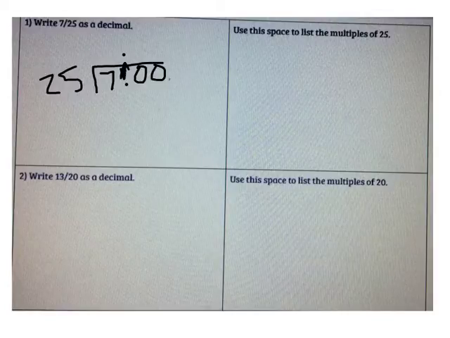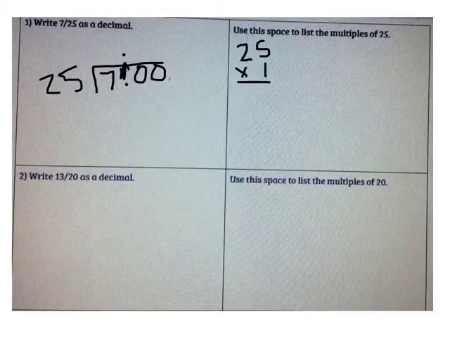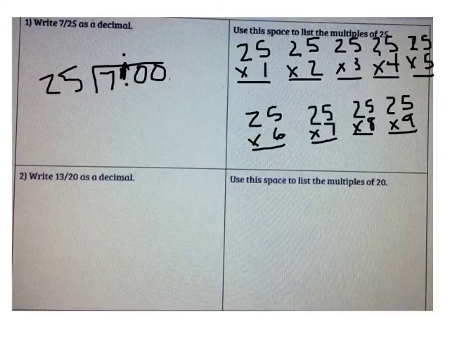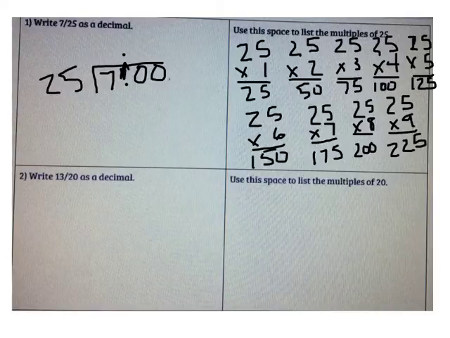Then I need to list my multiples of the divisor. So on the space to the right, go ahead. Remember, we're no longer going to list multiples up and down. And write 25 times 1, 25 times 2, all the way to 25 times 9. Go ahead and list the multiples of 25 on your paper. Then enter them into the computer. Check to see if your multiples are the same as mine.